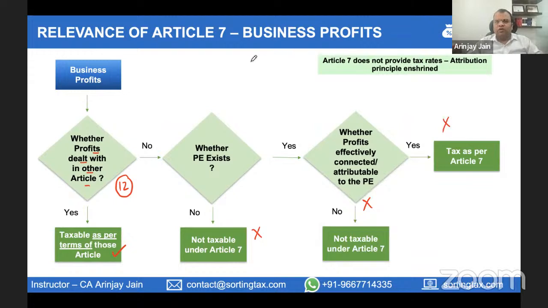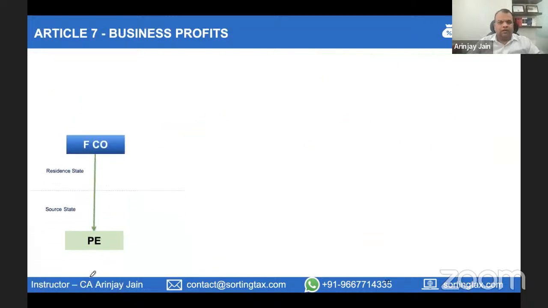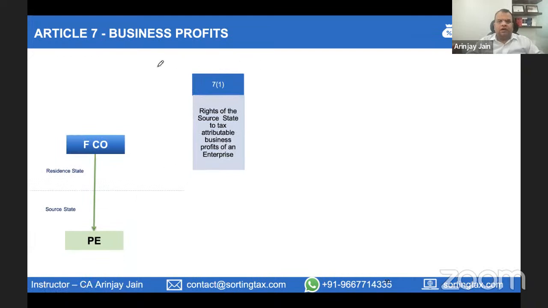Now, this is again an important point, which is that Article 7 by itself does not provide the tax rates at which the profits have to be taxed. It just provides how you have to calculate the taxable income. Now, when we look at the scheme of Article 7, Article 7 again has four clauses, unlike the PE article, which has eight clauses. Paragraph 1 basically mentions that the source state has the right to tax the profits of the PE, but only to the extent that they are attributable to the PE. So business profits attributable to the PE can be taxed by the source state.